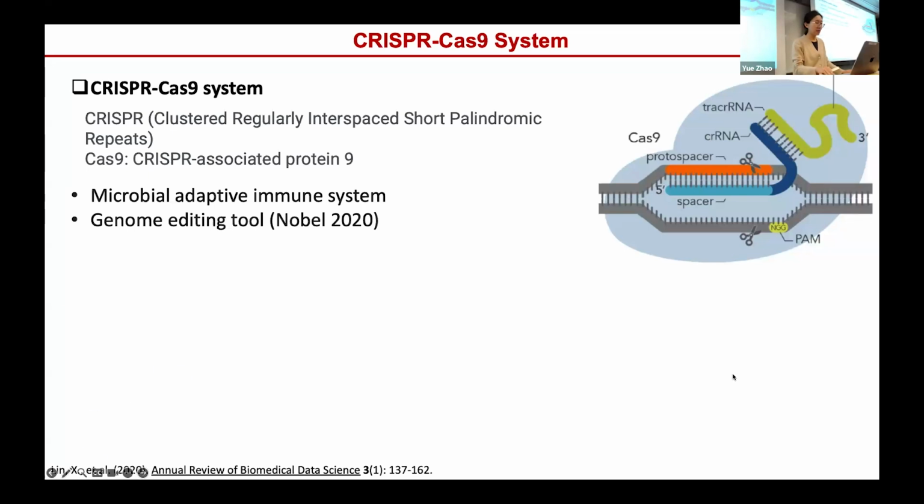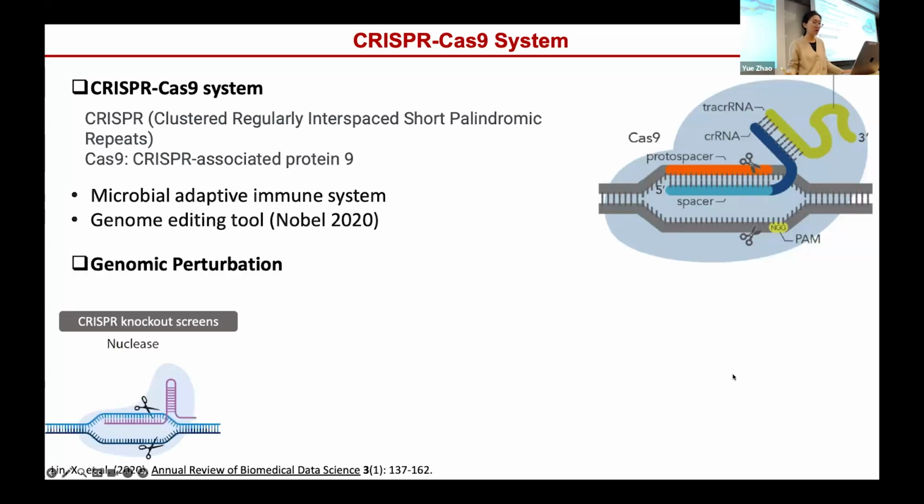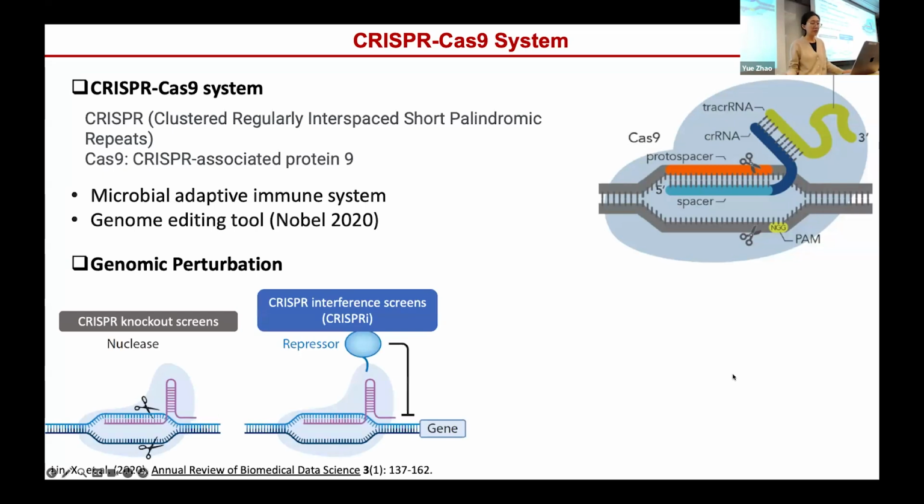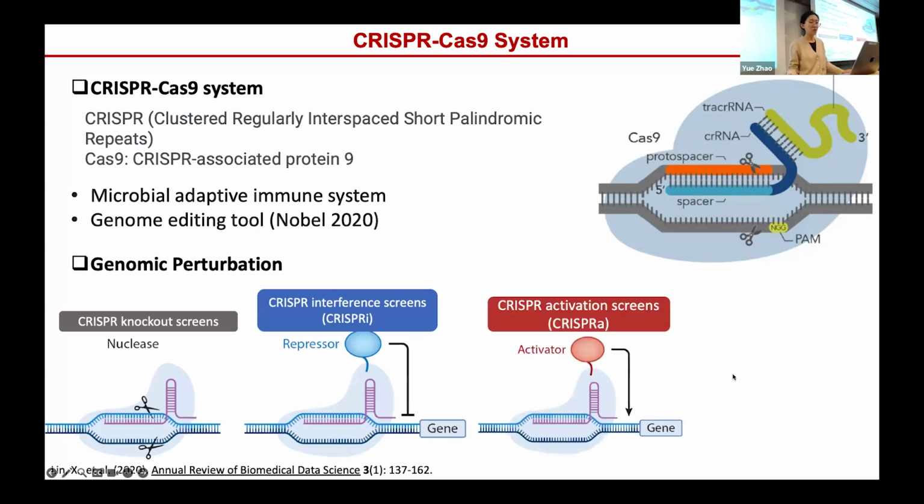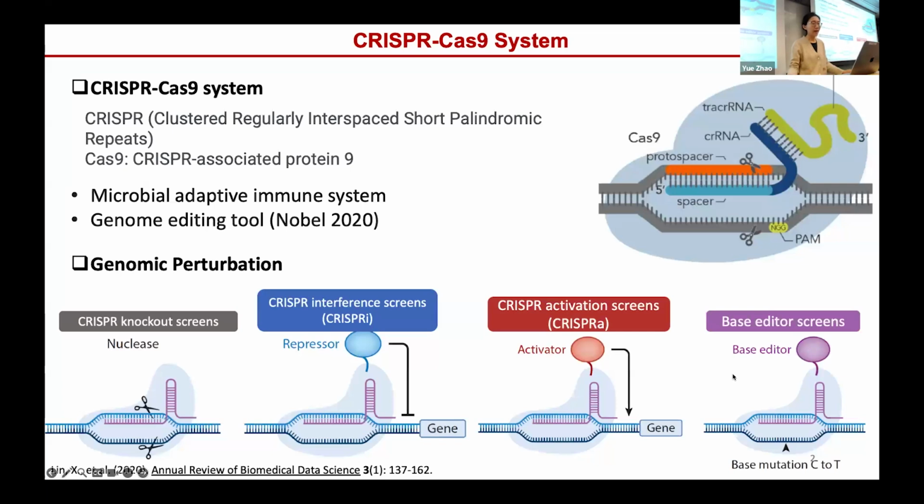Other genomic perturbations, in addition to this functional knockout, can be achieved by fusing the deactivated Cas9 endonuclease with different functional domains. For example, to inhibit transcriptional activity, like in CRISPR interference screens, CRISPRi, or to activate transcriptional activity, like in CRISPR activation screens, CRISPRa, or it can edit specific nucleosides, like in the base editor screen.